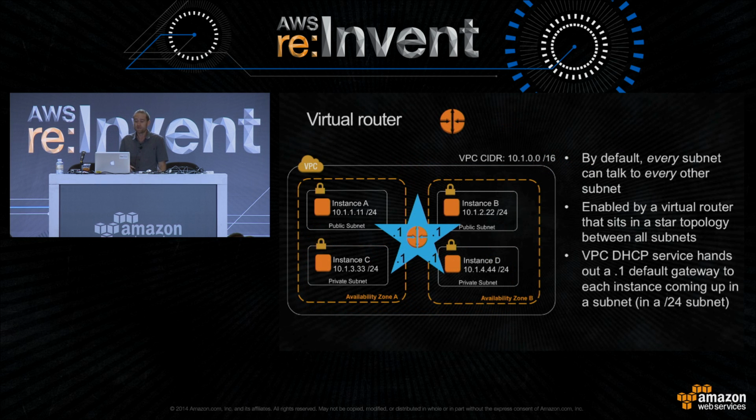By default, every subnet can talk to every other subnet inside of a VPC. This is enabled by a virtual router that sits in a star topology between all your subnets. To get to this router, the VPC DHCP service hands out a .1 default gateway in every /24 subnet so that you can actually talk between all the subnets. That's how you get out. That's the default gateway, the .1 address in each subnet. And this would be an example of that star topology. So all these instances can talk between all these different subnets, barring any security groups or ACLs that prevent that.